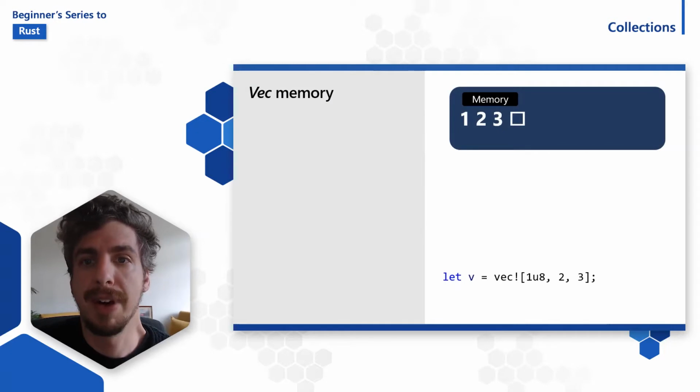Let's take a look at how vecs work up close. Here we've constructed a vec of u8s using the vec macro. We see the memory of the heap where this vec's items live.